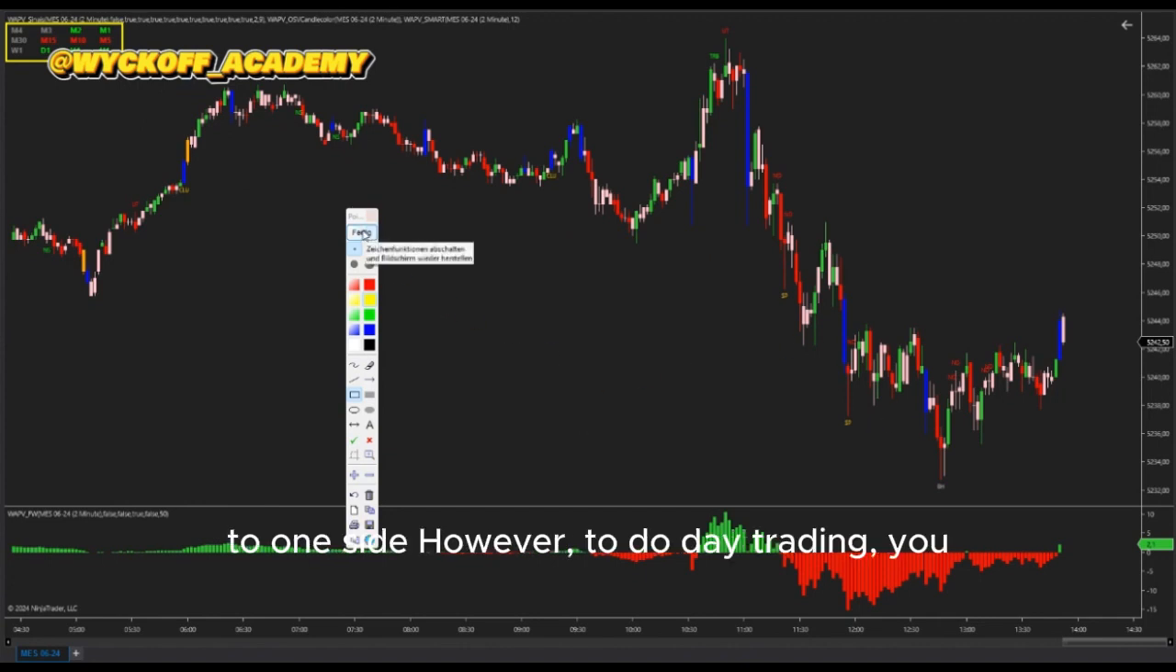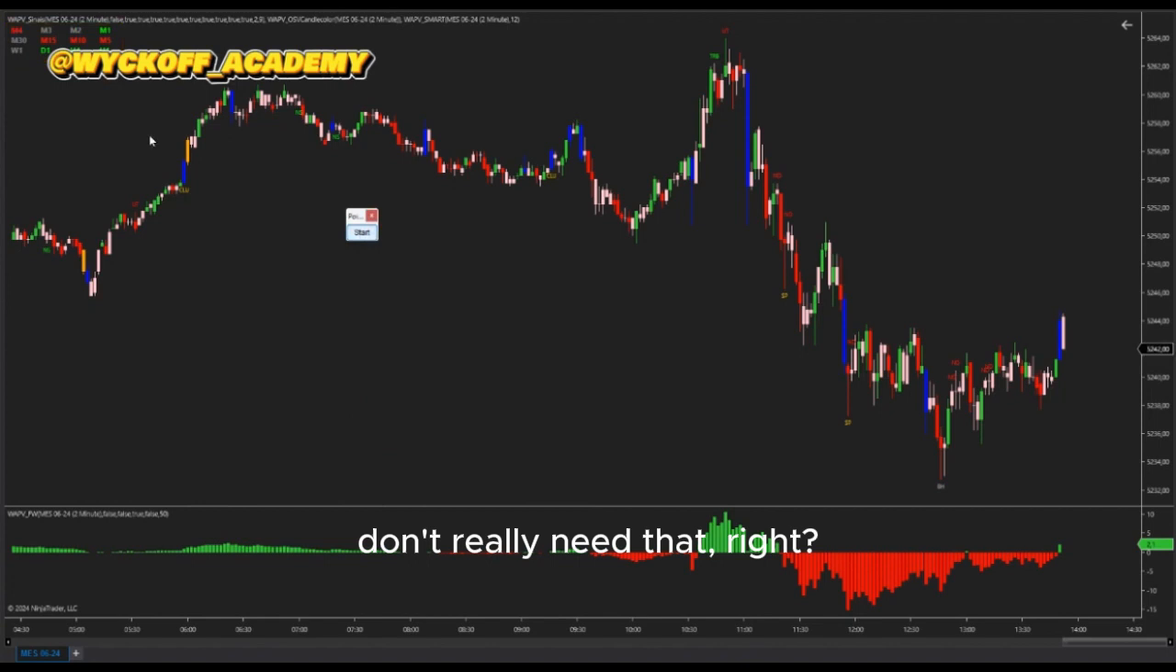However, to do day trading, you don't really need that, right? You will be looking more at the main timeframes, which are 1, 2, 3, 4, 5, and up to 15. If it is against the trend, or if the 15 is in favor of the trend, it's even better.